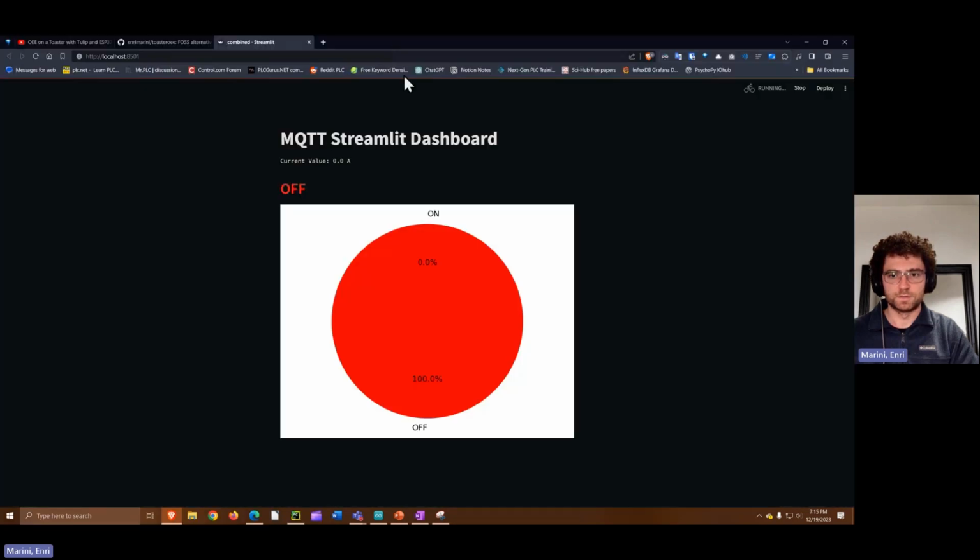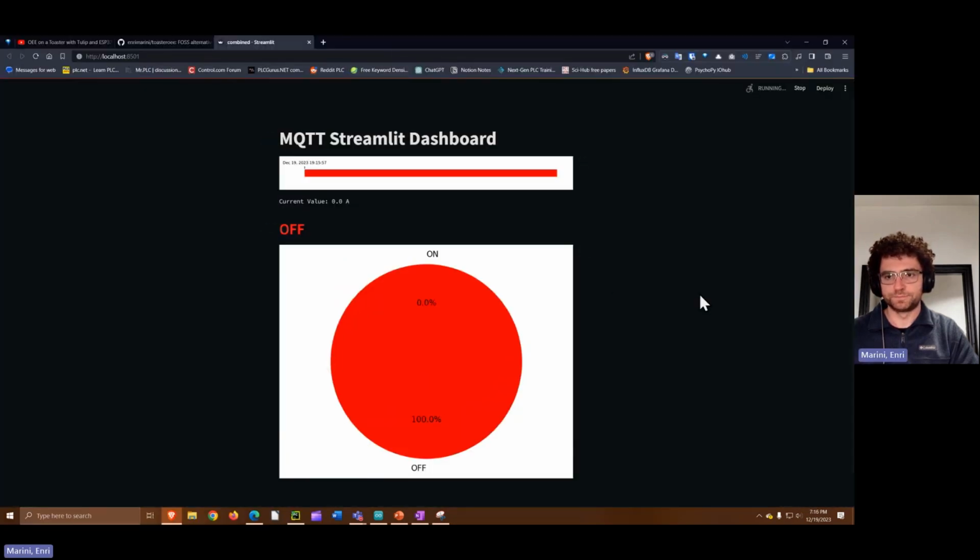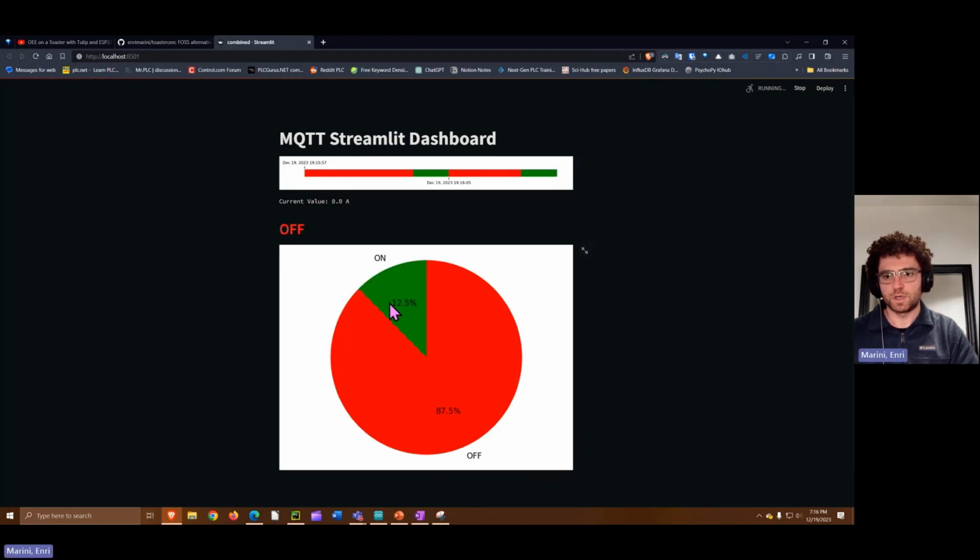So that just opened. And you can see here, the first off condition was met, and it captures the date time. And we now have our pie chart reflecting what percentage of time the condition of on has been met versus the condition of off. The pie chart is an aggregation of all time. This is just an aggregation of the last hour. And it's all in real time.